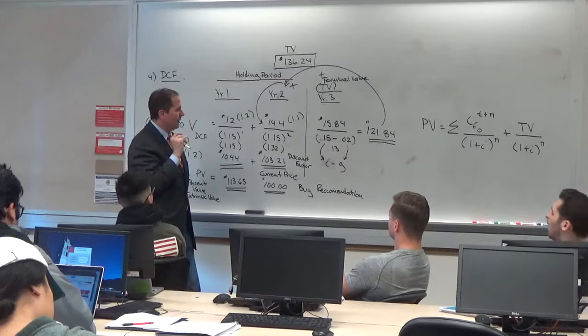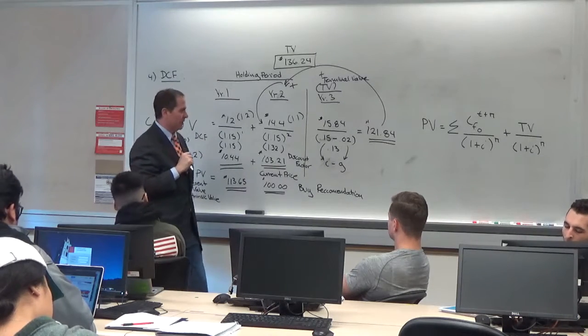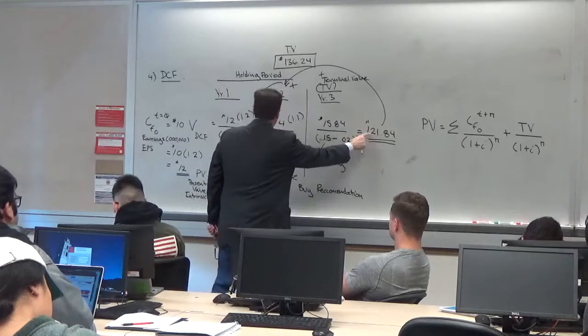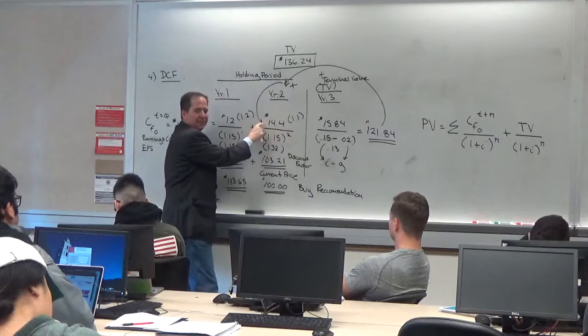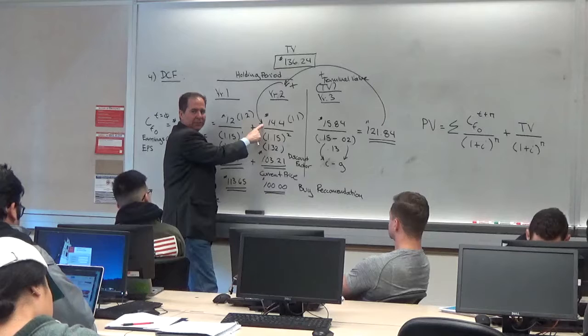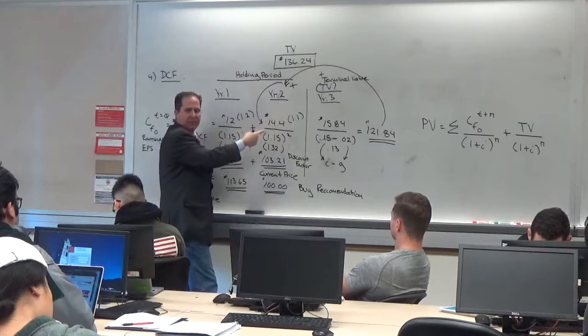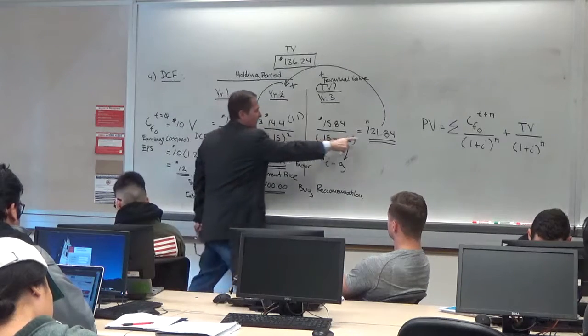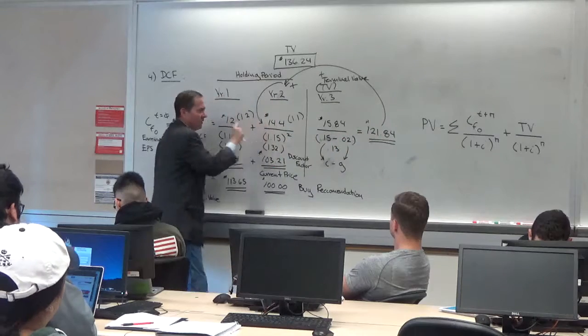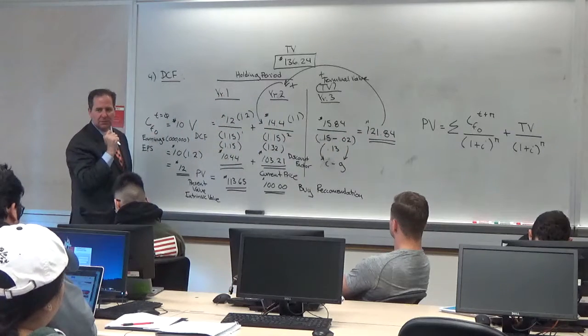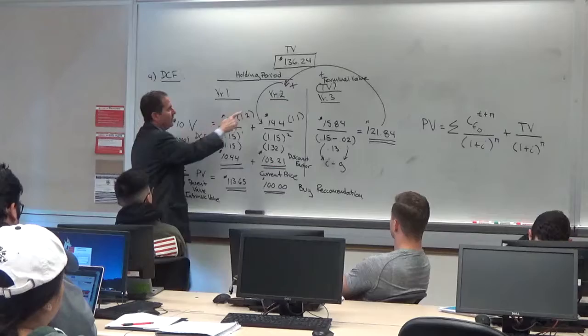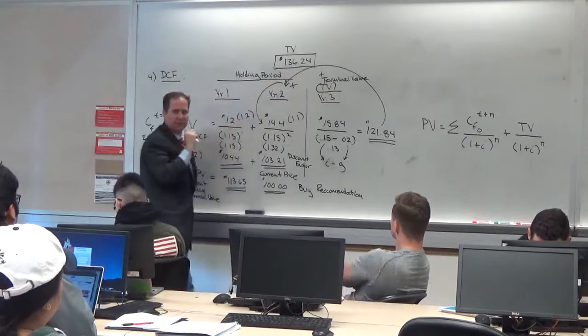Okay, awesome. Then what we do, the next procedure, is we're going to take the terminal value and we're going to add it to the last year in the holding period's cash flow. So we're going to combine the two. So what's 121.84 plus 14.4? What does that give you? It should give you $136.24.